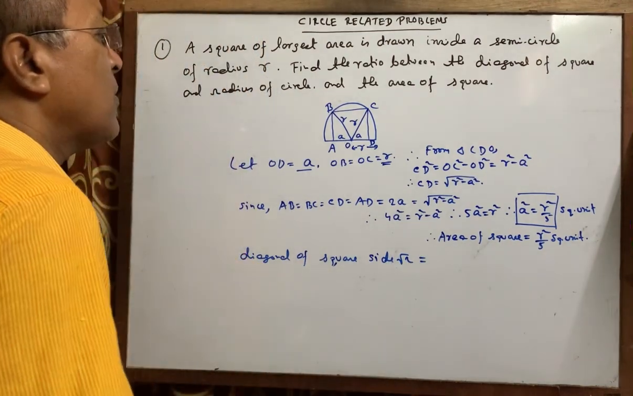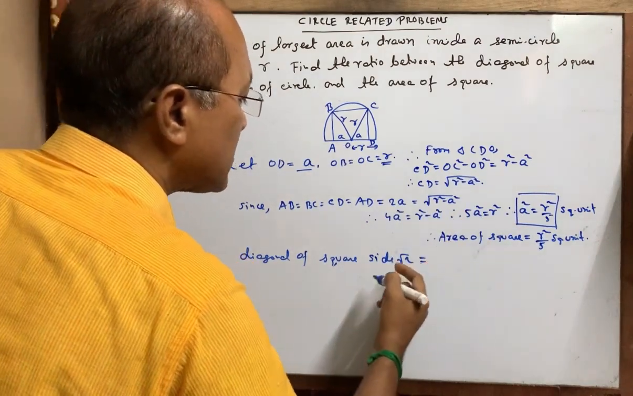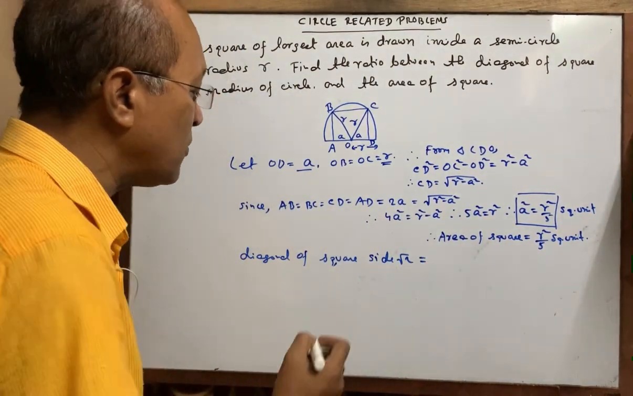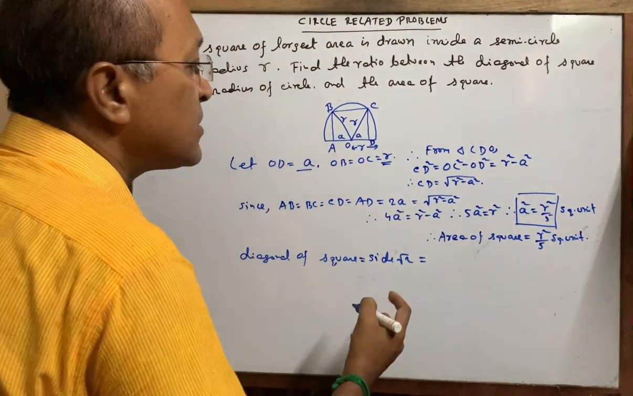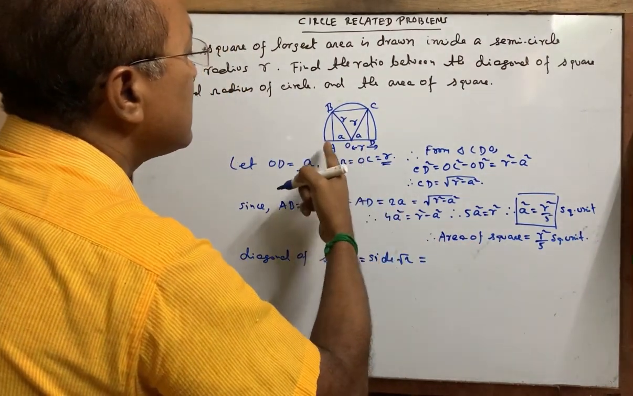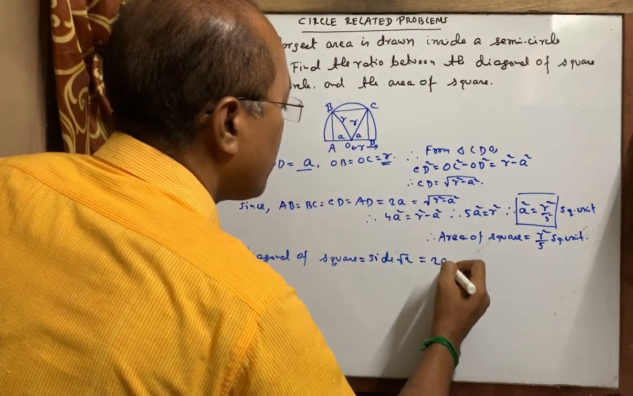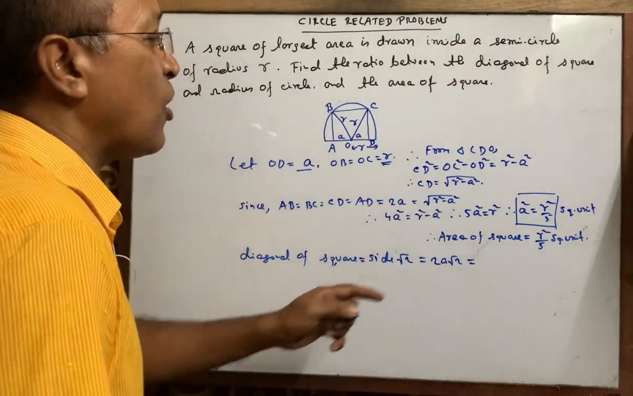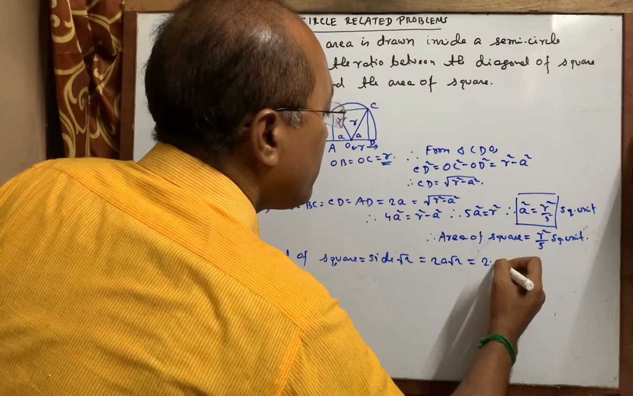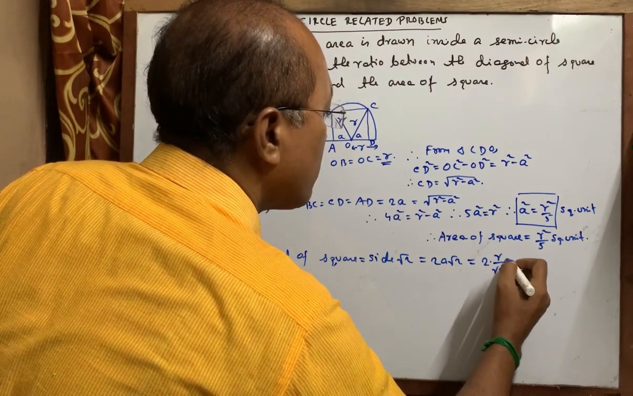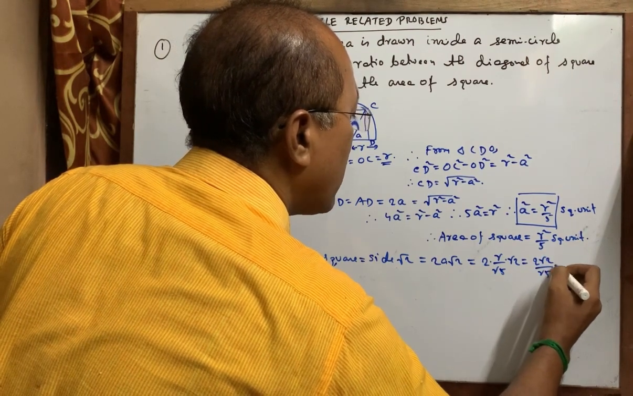Side root 2. Side here is 2a. All of you know diagonal of a square is equal to side root 2. Side means here it is, say, twice a root 2. a means how much? a is nothing but R by root 5, into root 2, that is 2 root 2 by root 5 R.